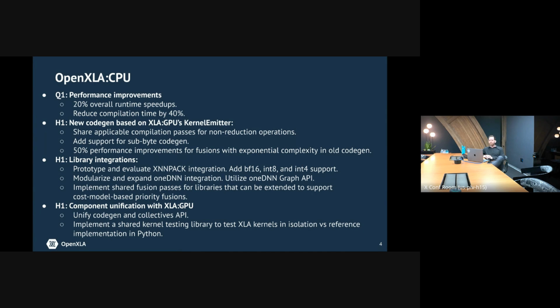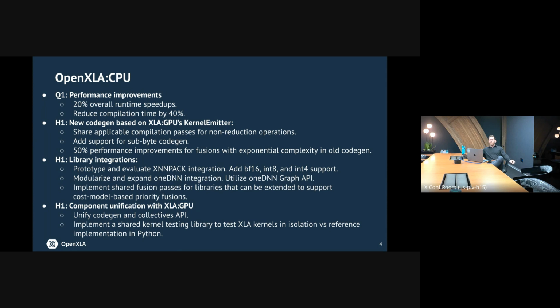Next one in H1, new codegen based on XLA GPU's kernel emitter. We're going to be adopting the GPU kernel emitter for CPU, and this allows us to share some of the compilation passes for non-reduction ops, reducing duplication. This enables sub-byte codegen for quantized models, and we're seeing about a 50% performance boost for complex fusions, and this addresses a major bottleneck. This modernizes our CPU codegen infrastructure and aligns it with componentization.